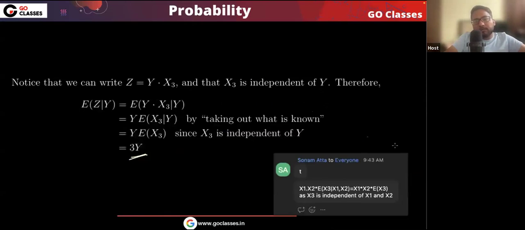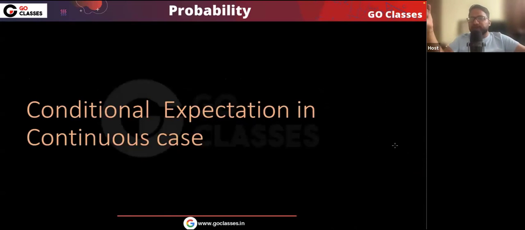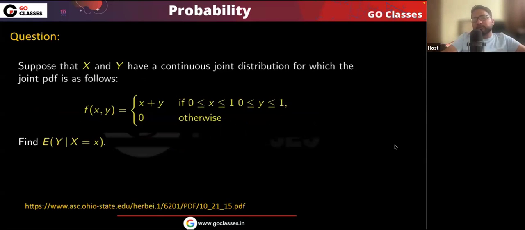But now let's see the conditional expectation or the total expectation in the case of continuous random variables. Till now we have been seeing the discrete random variable, but it is now time to see the continuous random variable also. So I think we can start this particular topic tomorrow.